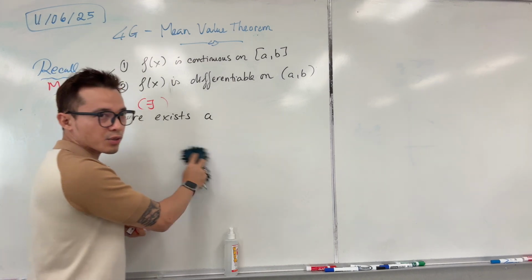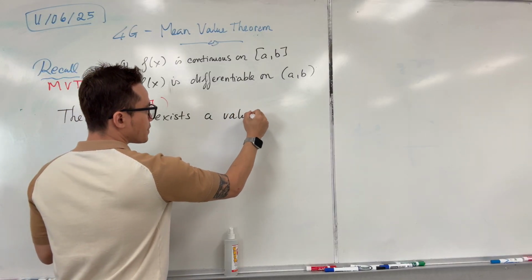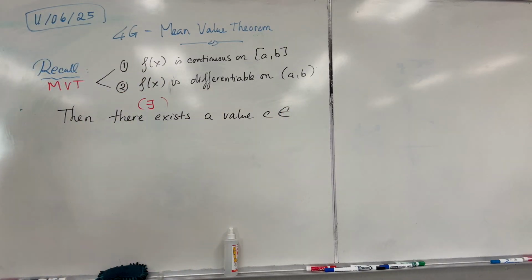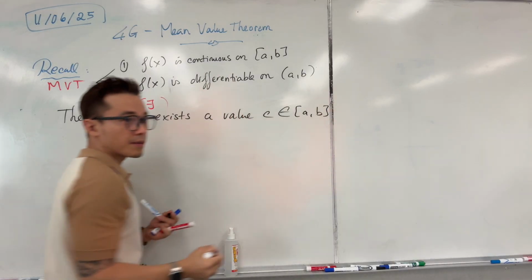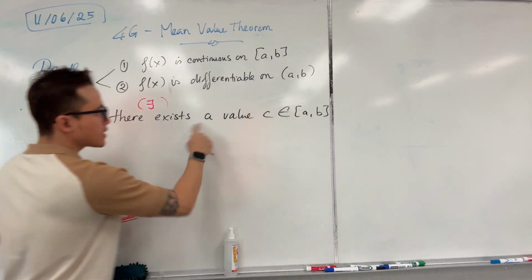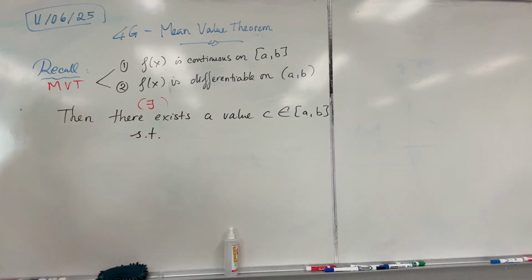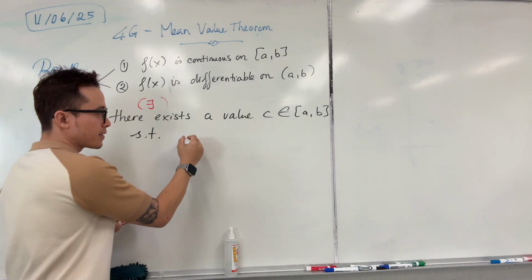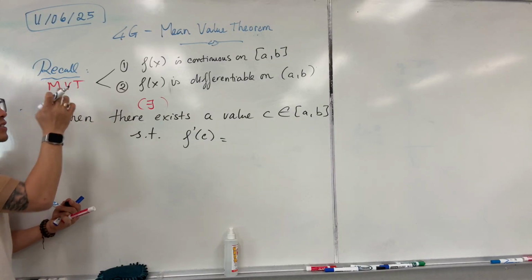Now, you know math, they don't like to write a lot. They just like to use math symbols. There exists a value c in where? In the closed interval [a, b]. Very good. There exists a value c such that the derivative at that point, the slope at that point, that's the concept of the MVT.